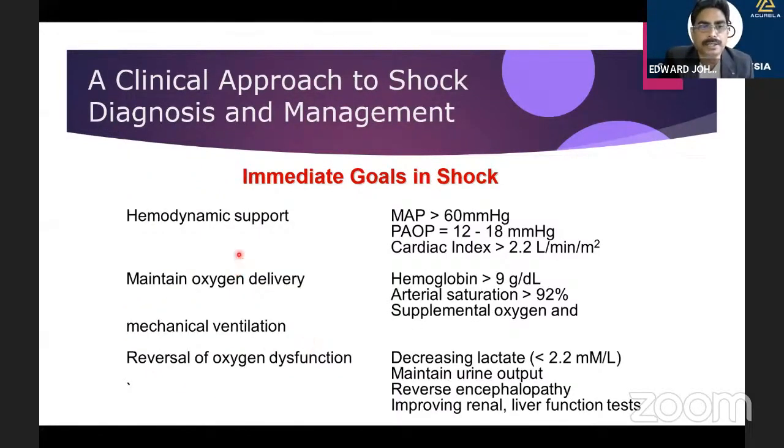So your goal of hemodynamic support should be, you have to maintain the MAP more than 60, pulmonary artery occlusion pressure 12 to 18, cardiac index more than 2.2 liter, maintain oxygen delivery by increasing the hemoglobin, and arterial saturation should be increased by means of supplementary oxygen or mechanical ventilation. Then you have to reverse the lactate production. How to reverse the lactate production? That means anaerobic metabolism should be converted to aerobic metabolism. You have to adequately perfuse the organ with adequate oxygen. Then maintain urine output, reverse encephalopathy, improve renal and liver function tests.